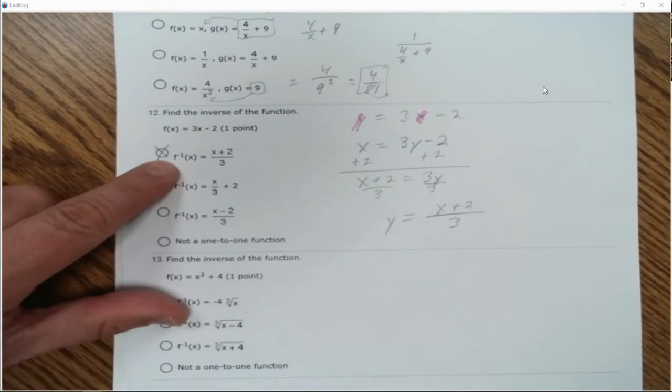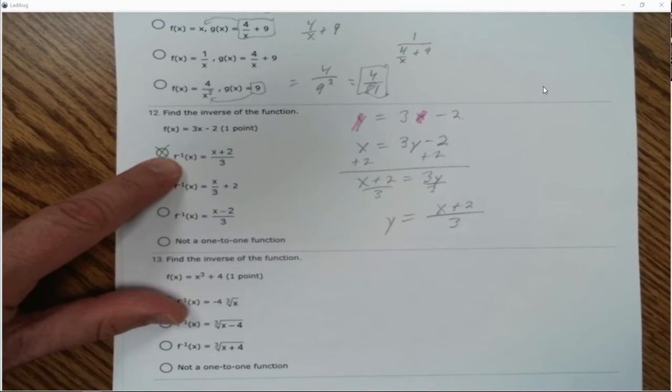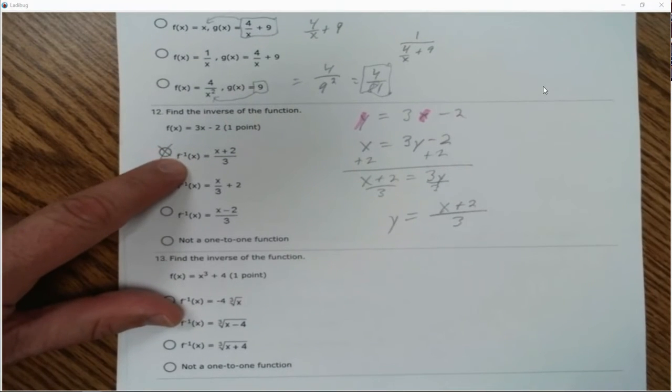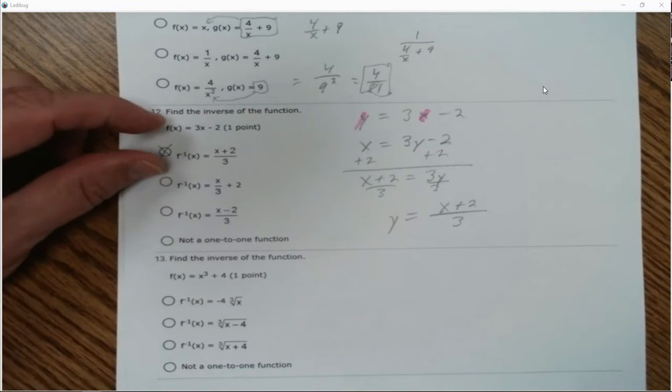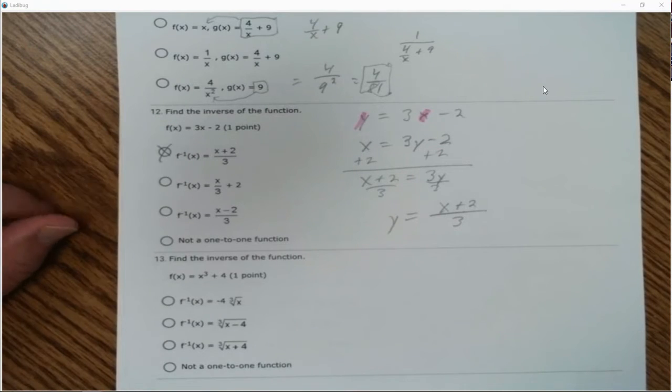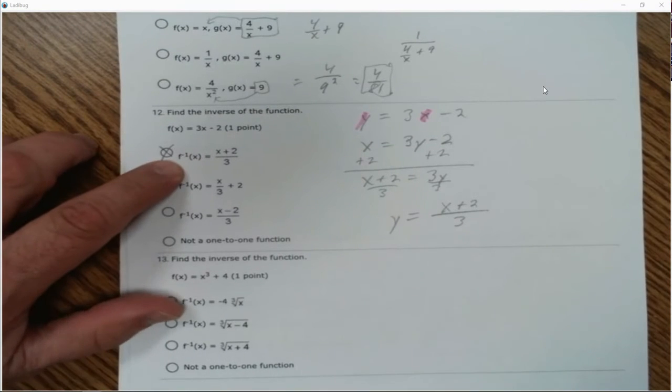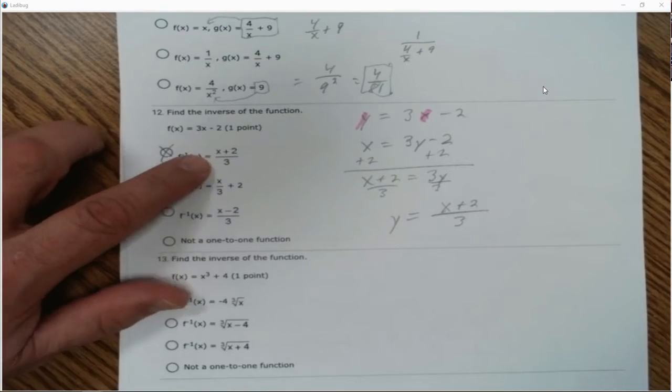And that's inverse notation, right? F of -1, the -1 up there as an exponent. That's the inverse notation. That's not saying take f to the power of -1. Inverse function of f is x plus 2 over 3.